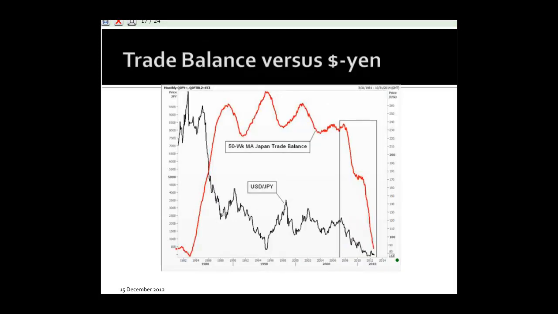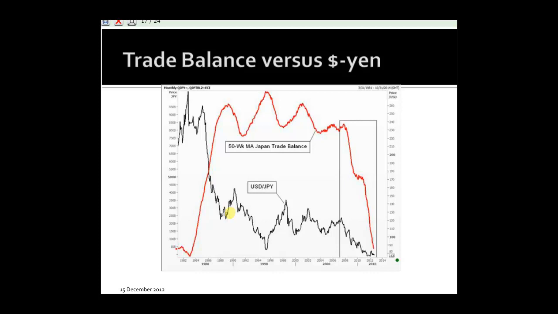There's an interesting chart that also tells the story, something that I've been watching for a while. The red line is a 50-week moving average of the Japanese trade balance. You can see a correlation: as the trade balance decreased, the Japanese yen, the black line, as this goes down, is actually increasing in value against the dollar. As the trade balance weakened, we saw the Japanese yen weaken against the U.S. dollar. It took more yen to buy $1. So you've seen the correlation pretty well in here.